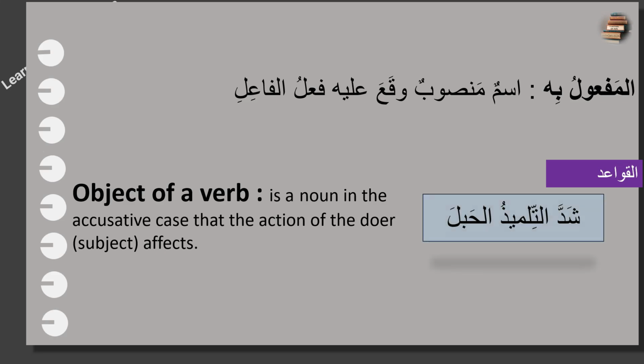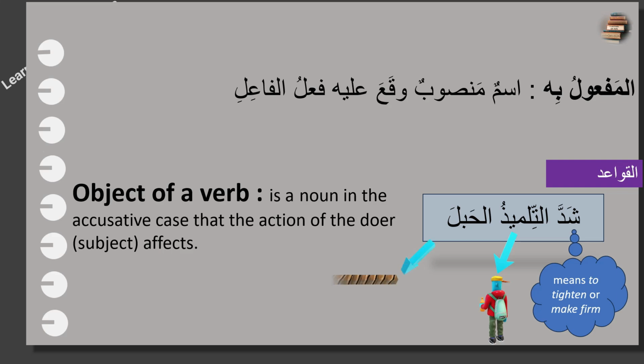For example, let's look at the sentence شد تلميذ الحبل. The verb شد means to tighten or make firm. التلميذ, the one doing the action. So this is the subject, الفاعل. And the object, which is today's topic, الحبل, it's the rope that is being tightened. So the مفعول به in this case is الحبل.